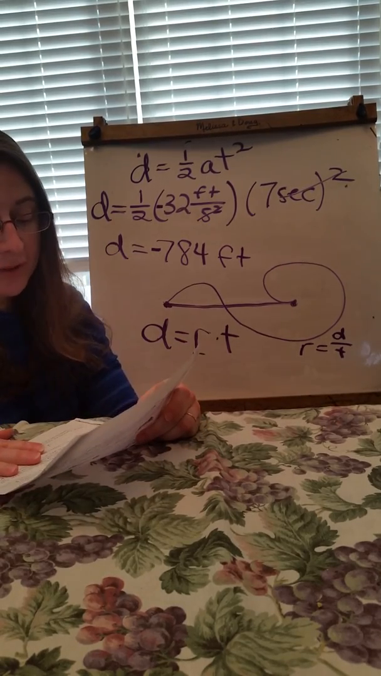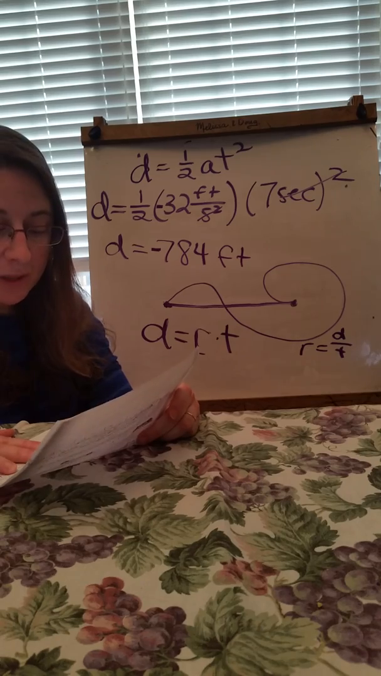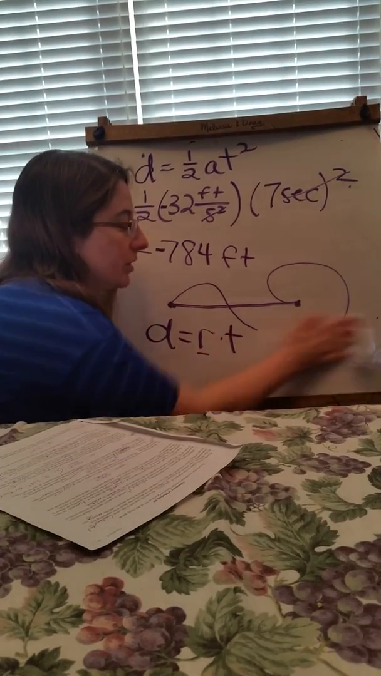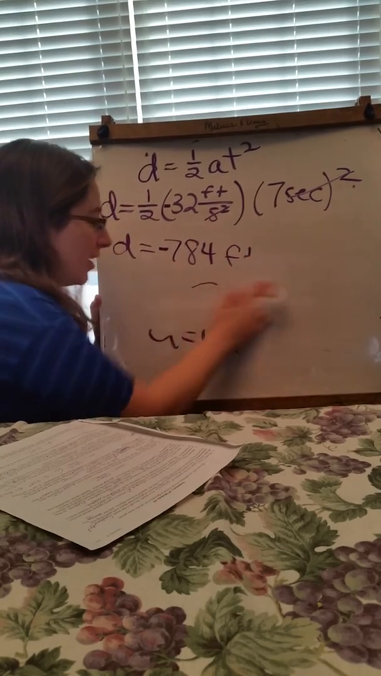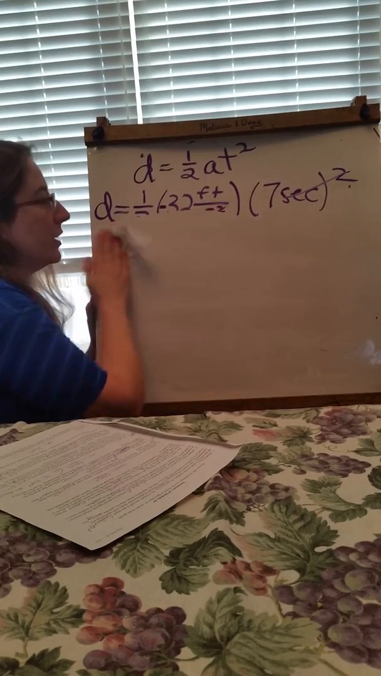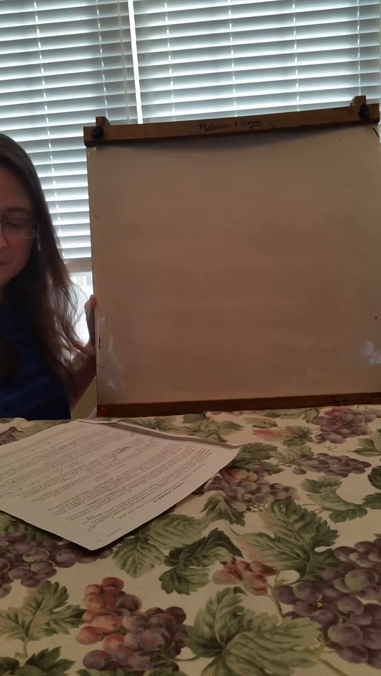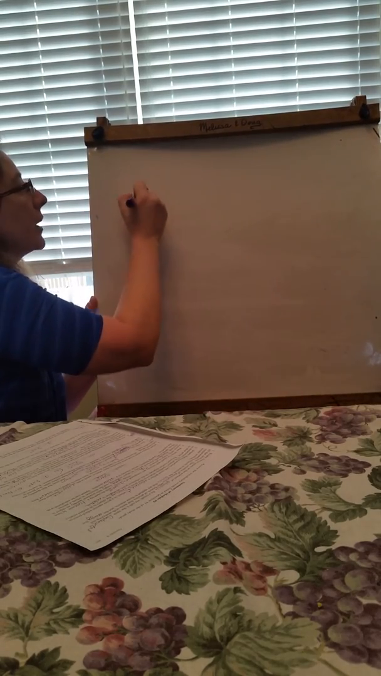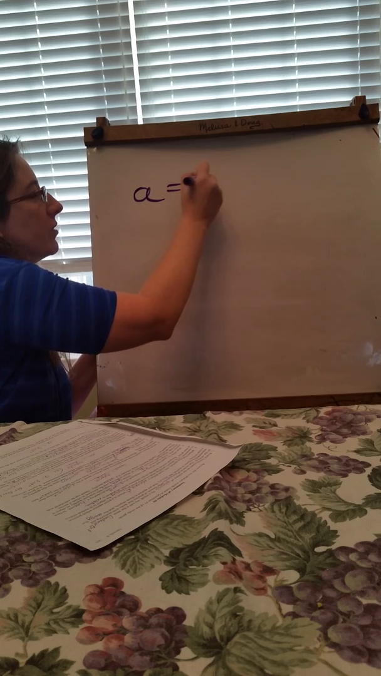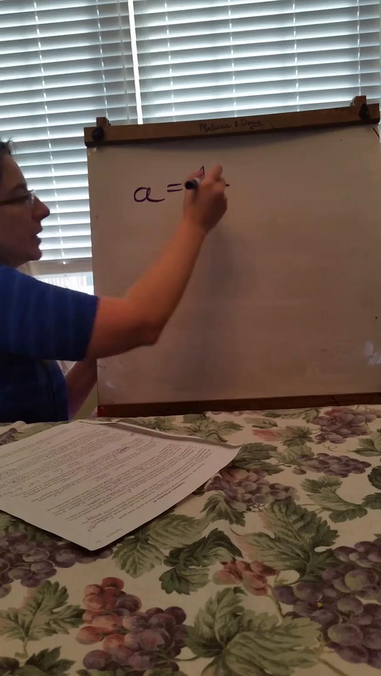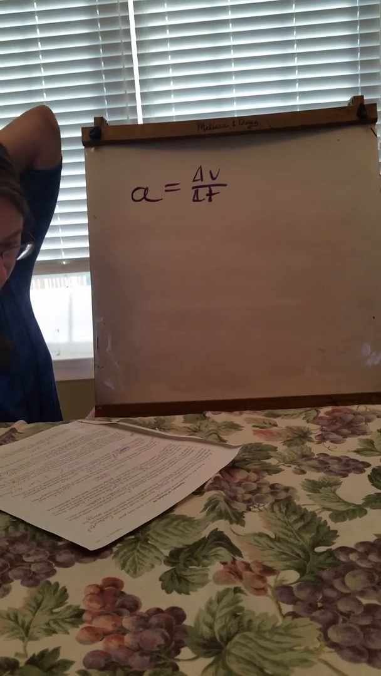This is number 5 now. The time rate change of an object's velocity is its acceleration. Time rate change of velocity is a confusing way to put it, I think, but what it really just means is acceleration is the change in velocity divided by the change in time.